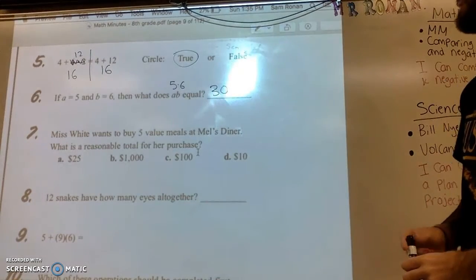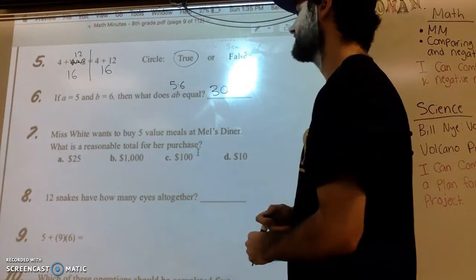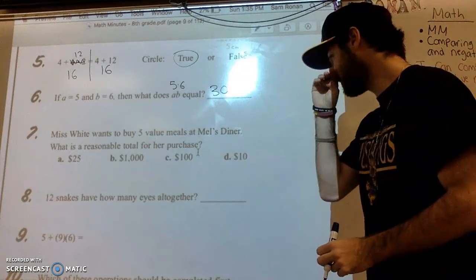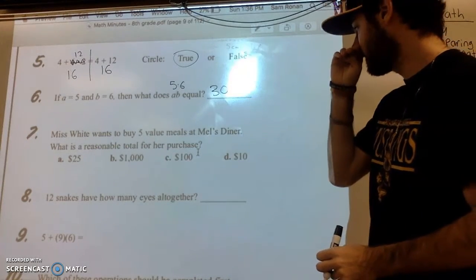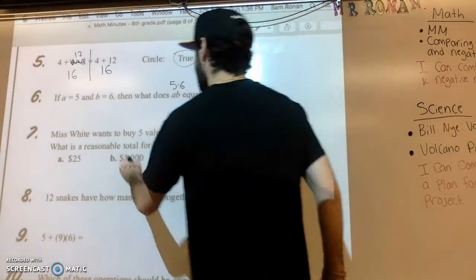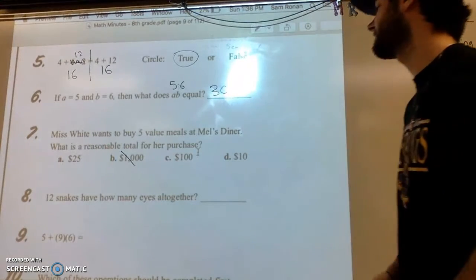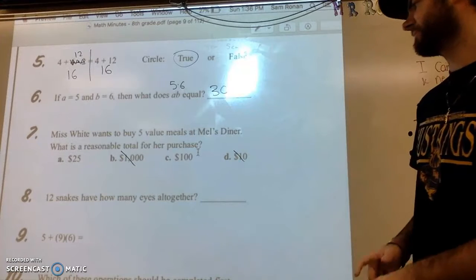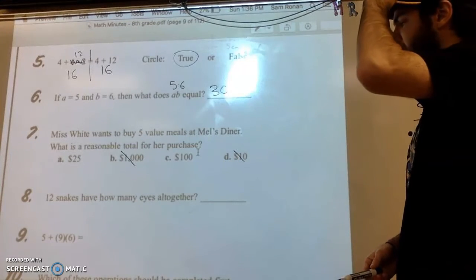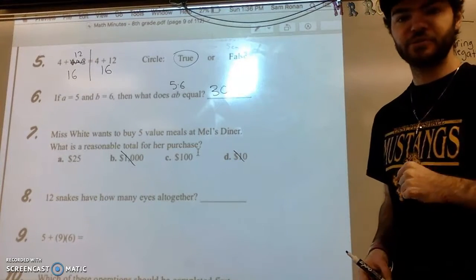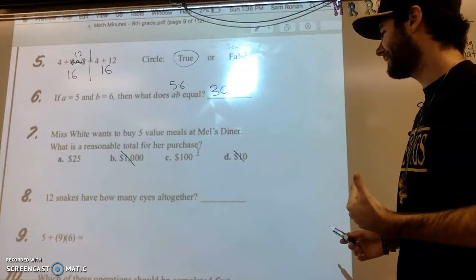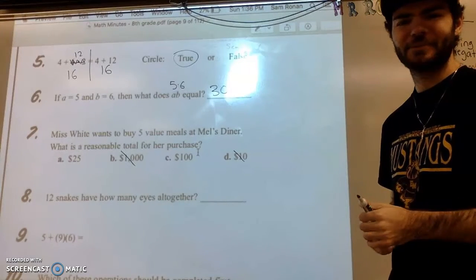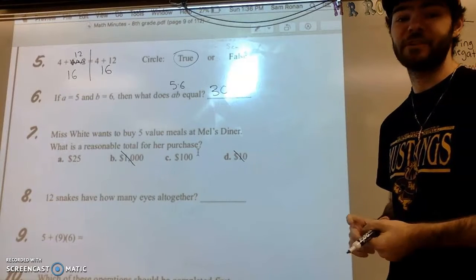Okay, number 7, Miss White wants to buy 5 value meals at Mel's Diner. What is a reasonable total for her purchase? So 5 value meals, I would probably say definitely not 1,000. Okay, and to me, $10 seems pretty cheap. Okay, so really it would be up to $25 or $100. It really just depends how nice this diner is, where you're getting it from. So I would accept either 25 or 100.